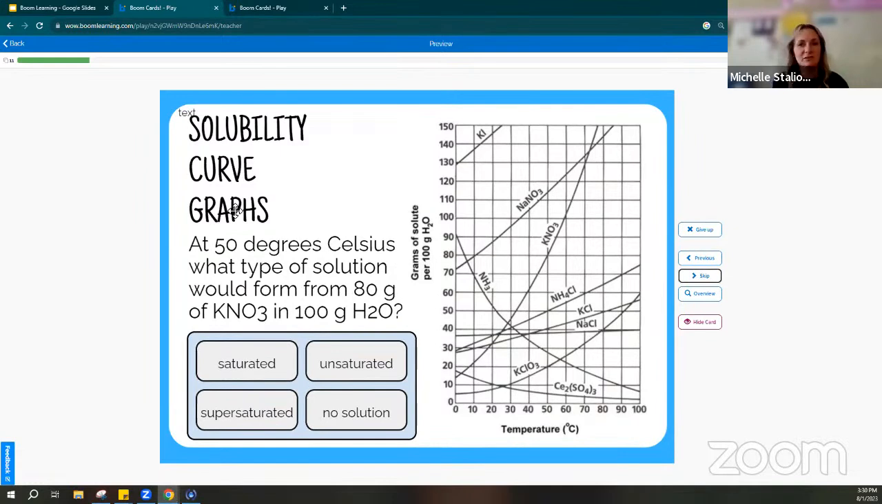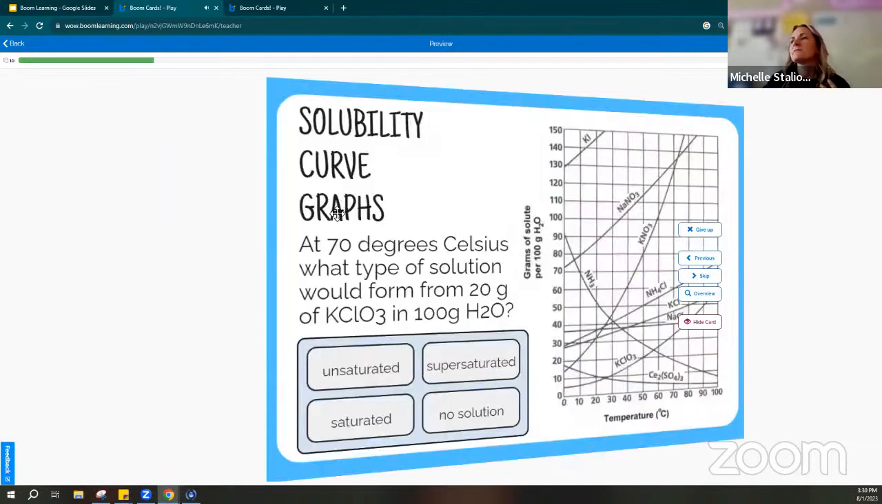It would have been a separate section on a worksheet and then have that instant feedback on that. Again, something I would use early in the lesson to build that background knowledge. So at 50 degrees, what kind of solution would you have if you had 80 grams of KNO3? So going over to 50, up to the 80 and seeing that we are on the line. There we go. So it is a saturated solution.